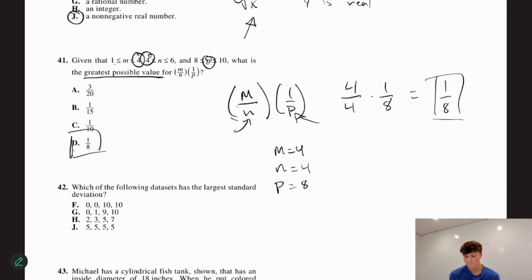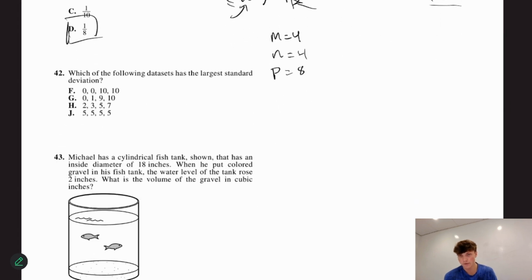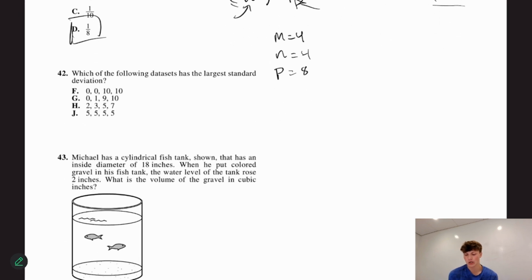Okay. Question 42. Which of the following data sets has the largest standard deviation? So we need to figure out what standard deviation means. We don't need to be able to calculate it for the ACT. But for this question, what is a standard deviation? A standard deviation is essentially a measurement of the typical distance away from the median value in some type of data set or range.